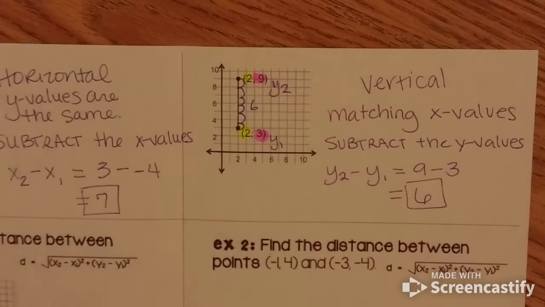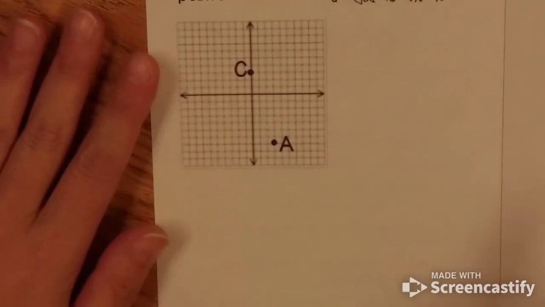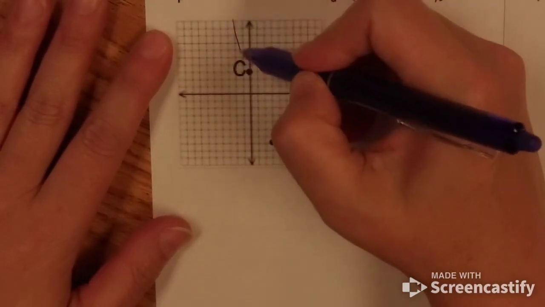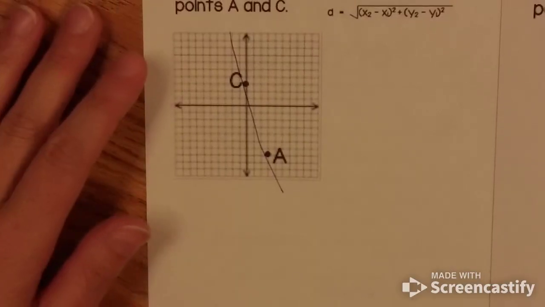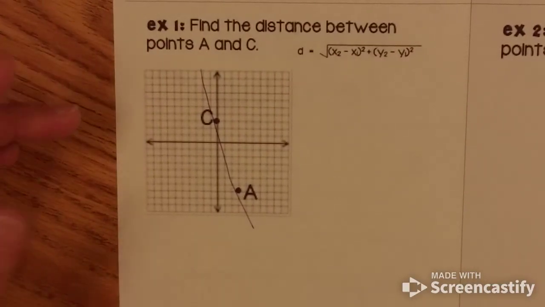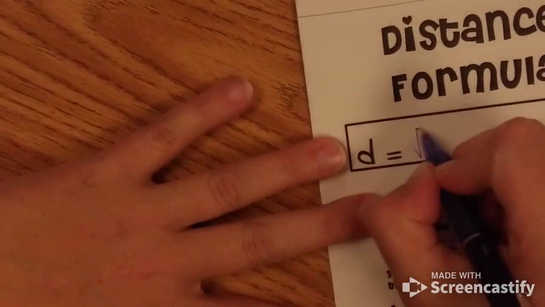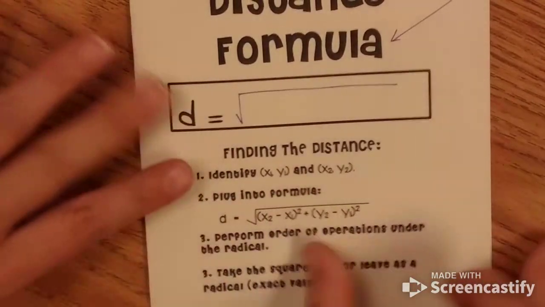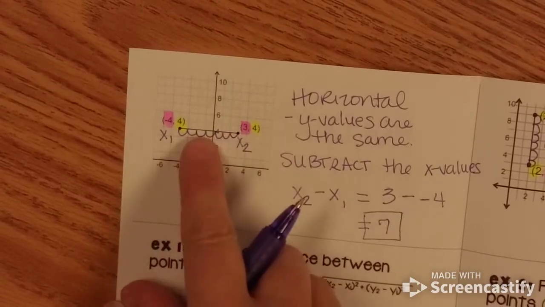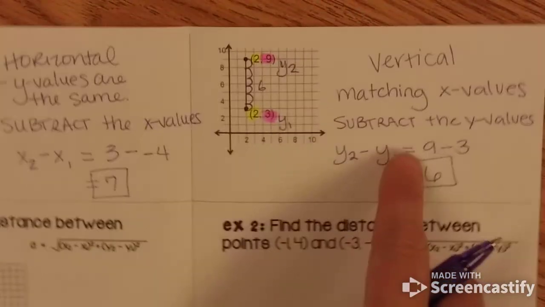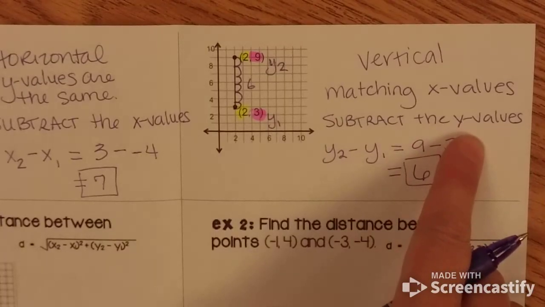That's 6, okay? But what happens when we have a diagonal line like this, okay? So this is CA, and it's actually kind of a diagonal line. So this is going to use a formula, okay? The distance formula is super easy. It starts with a big square root sign. That's called a radical. And here we had matching y values and we subtracted the x's, and here we had matching x values and we subtracted the y's.